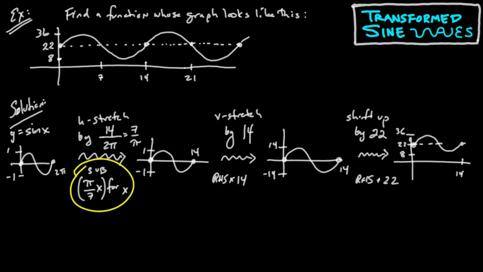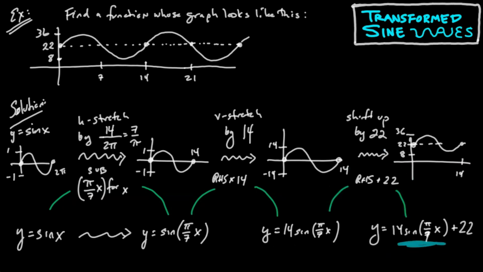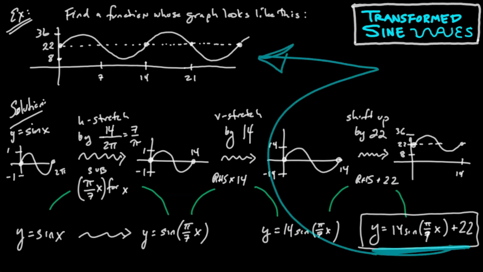So now, these are the 3 algebraic transformations we have to do in that order to our original function sine of x. That first one, the substitution, turns it into y equals sine of pi over 7x. This next one turns it into y equals 14 times sine of pi over 7x. And the last one, adding 22 to the right-hand side, turns it into y equals 14 sine pi over 7x plus 22, and that is it. If you were to graph this thing on your favorite graphing program, you would see something very much like that.